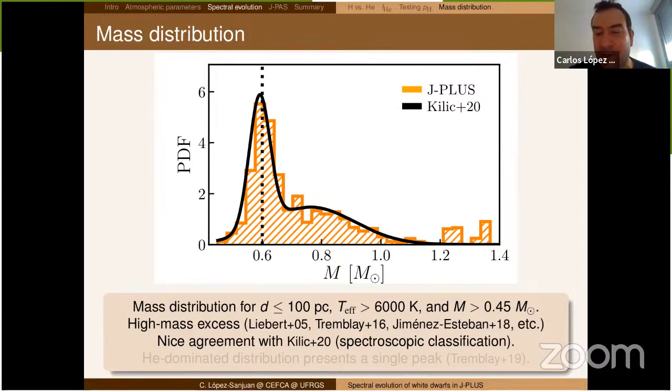It's true that if you go above 1.2, there is some excess. This is because of the volume effect. If you go to these very massive objects, the radius, if you assume a mass-radius relation, is going to be very small, so only the very nearby ones can be observed, given our selection function. That means that the volume in which we are observing these objects is very small. So when you correct with the volume, which is something that I didn't tell you, there is a volume correction here to take into account all the observational selections that we did in distance, in magnitude, and in parallax.